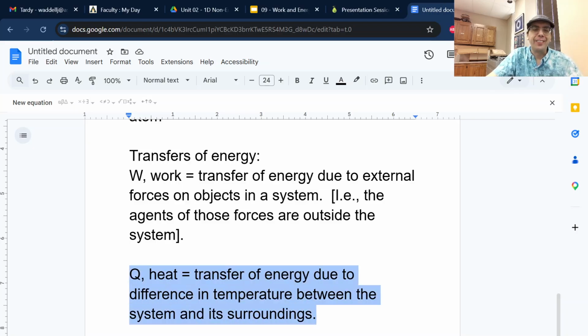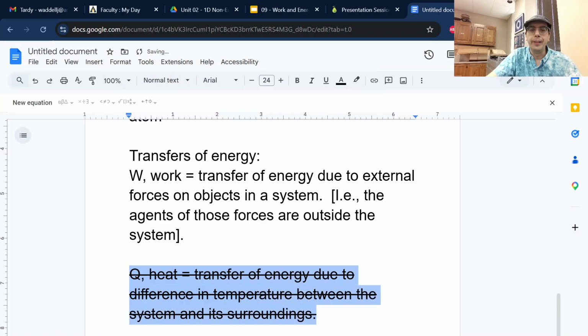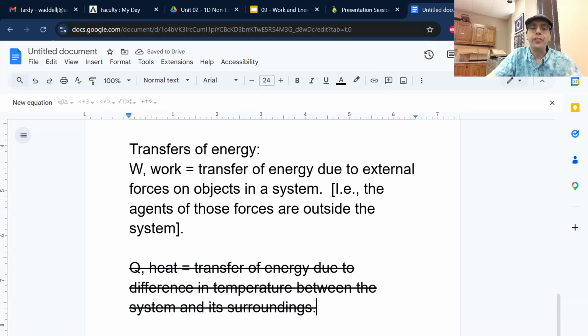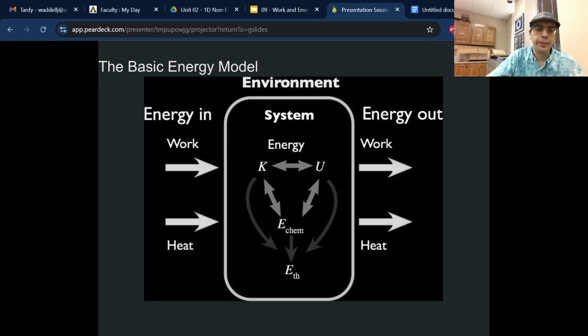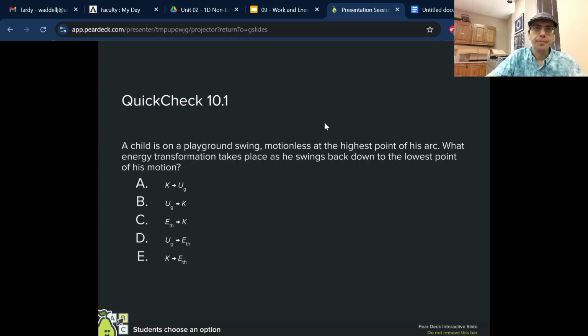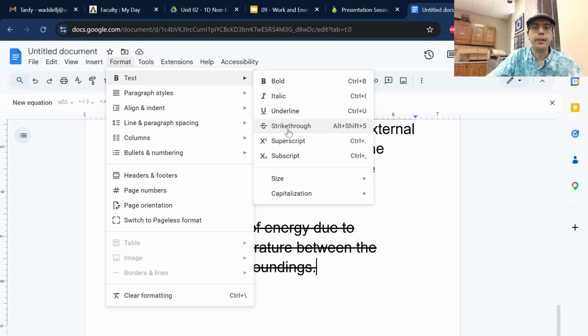So as far as this class is concerned, we are not going to be dealing with heat at all. I'm going to keep it in equations that we write out, and then I'm going to immediately scratch it out because it causes me physical pain if I don't include it in the equation because it's there. But we're not going to encounter scenarios where we need to use it. Where's the strike through option on Google Docs? I can't remember. Format, text, and then strikethrough. Thank you.